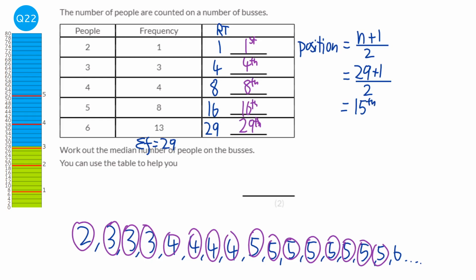Looking down our running total list, the last number that's a 4 is the 8th number, so we haven't got to the 15th number yet. And the last number that's a 5 is the 16th number. So if the last number that's a 5 is the 16th number, then surely the 15th must also be a 5. And so our median is 5.